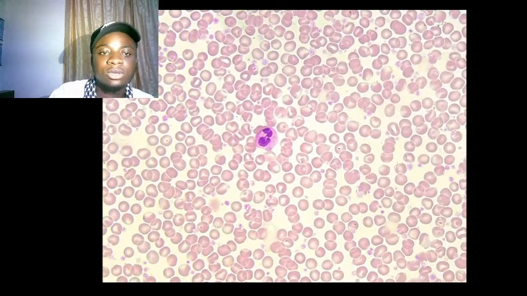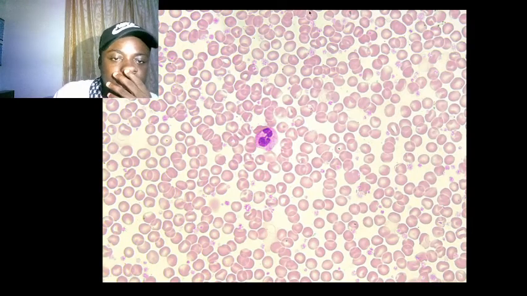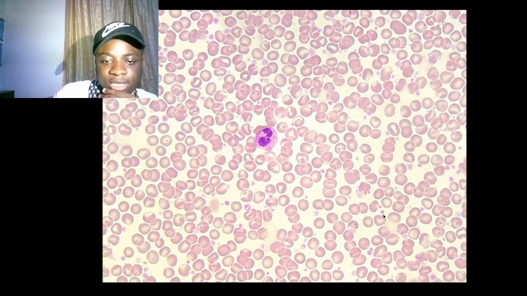So this is a hypercellular smear. These are some platelets, these are some platelets, very important, and all these are the red blood cells.